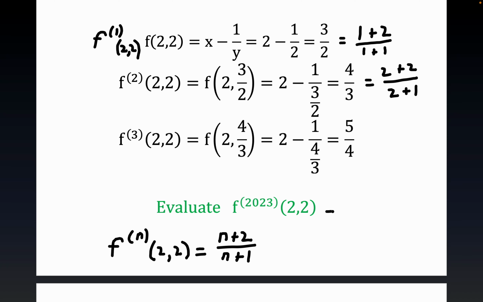And so right here in this particular case, 2023 plus 2 is 2025, so it's 2025 over 2024. 2024, ladies and gentlemen. Okay, and that's the solution.